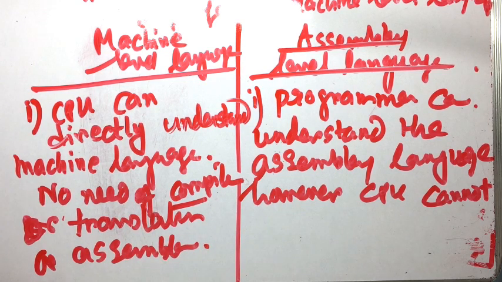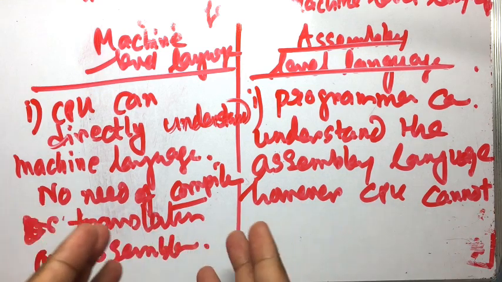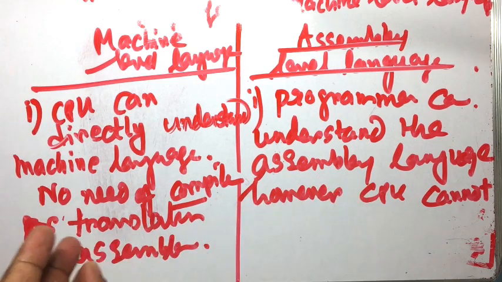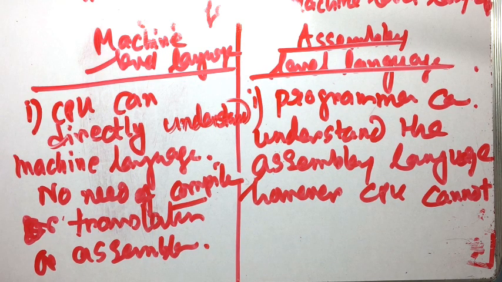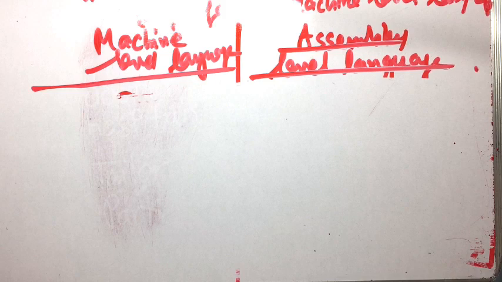Assembly level language: the programmer can understand it. However, CPU cannot understand the assembly level language. So this is the first basic difference. Machine level instructions are easily understood by CPU, so there is no need of an interpreter to convert the language from one to another. But in case of assembly level language, the program is written as assembly code, with opcode and operand. So we need an assembler to convert the assembly level language into machine level language. So this is the first difference between assembly level and machine level language.